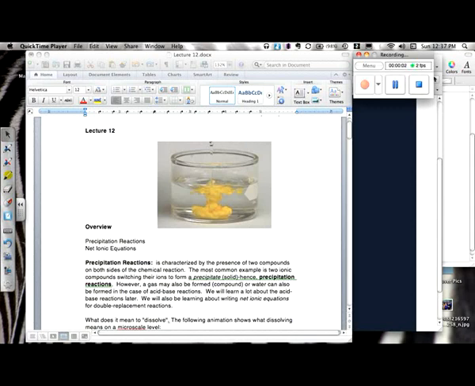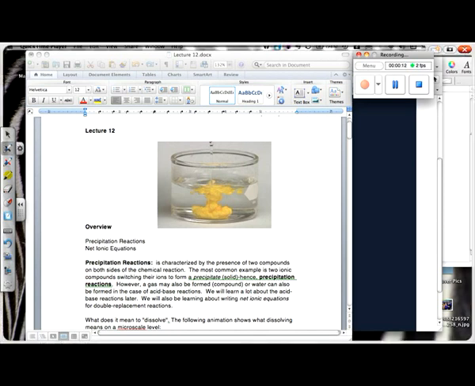Welcome to Lecture 12. We are going to talk about precipitation reactions today, which are an example of double replacement reactions or double displacement. Remember what I said in the last lecture: replacement and displacement are used, and different books use different terms. You'll hear me using both terms. Just for your information, single replacement reactions or single displacement reactions are sometimes just called displacement or replacement. The single is not always used.